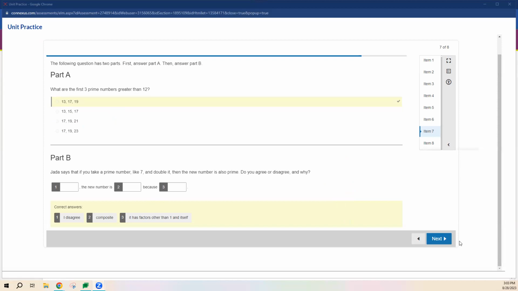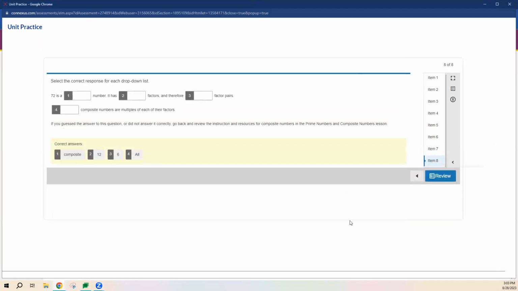All right, let's look. We have one more question on your practice, and it's another fill in the blank one with the drop-down list. Okay, so 72 is a blank number. The choices are prime or composite.